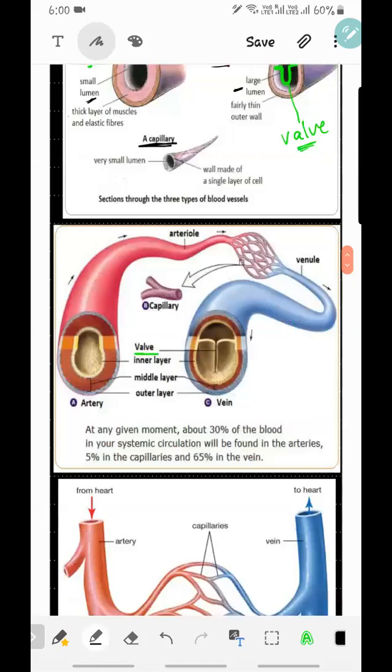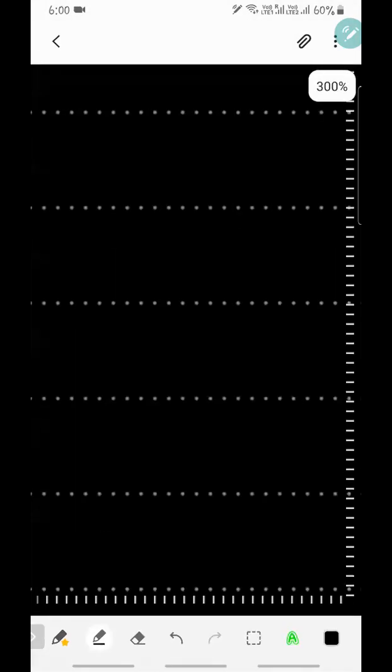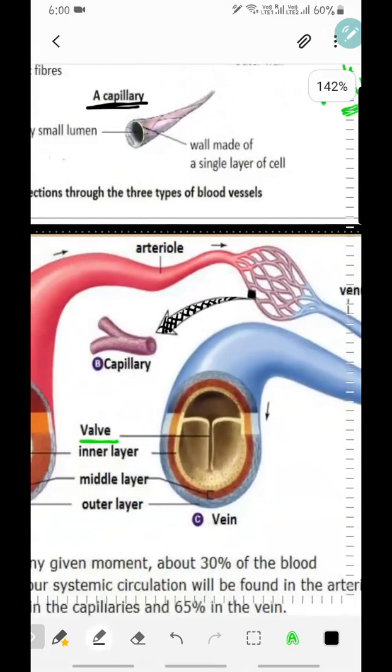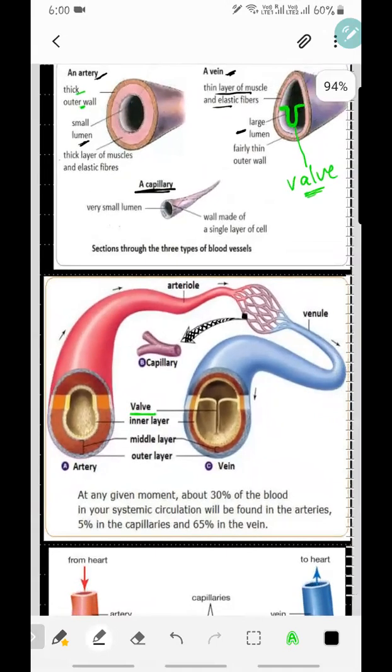If you zoom this part, you can see this part. If you take, see how it is. Valve means, how we can say, something to prevent the backflow. Okay, it is a kind of muscle gate. So when it is open, it will go inside. When it is closed, it will not go.